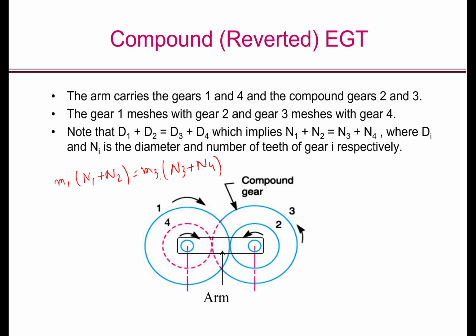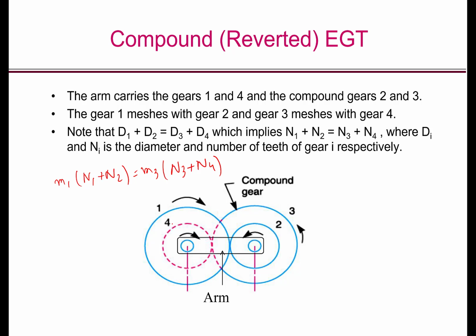We have seen the derivation here before when we looked at the reverted gear train. And if M1 equal to M3, that is the modules of all the gears are same, then we have N1 plus N2 equal to N3 plus N4. This implies that if we know the number of teeth on 3 of the gears, we can compute the number of teeth on the 4th gear.